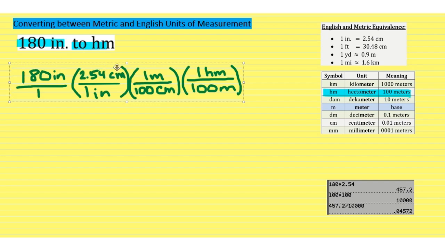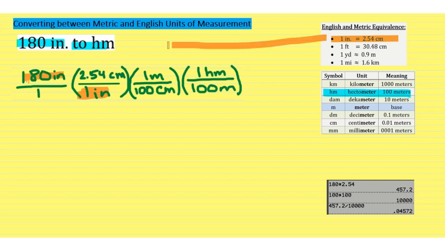Okay, so the first one says that I have inches, 180 inches. So that means I definitely want to get rid of inches. So I go over here and I find that inches are right here. 1 inch equals 2.54 centimeters. So that's how I came up with the first conversion factor. And that allows me to cancel out the inches.